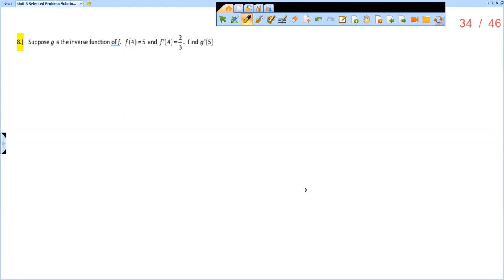This is the solution video for section 3.6, problem number 8. Suppose g is the inverse function of f. F of 4 is 5, and f prime of 4 is 2/3. Find g prime of 5.